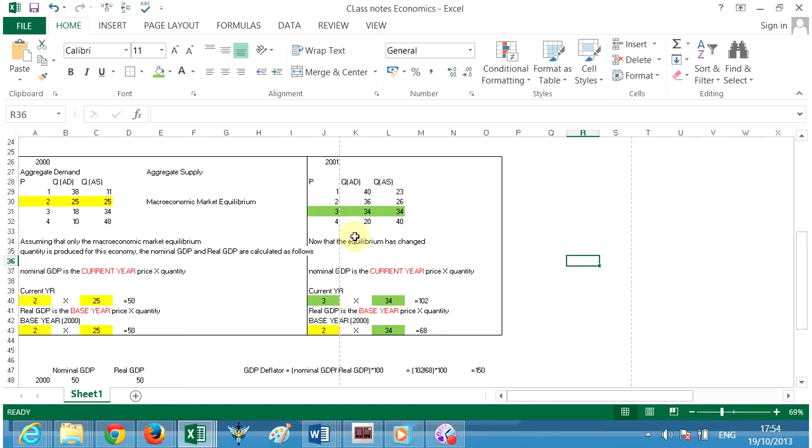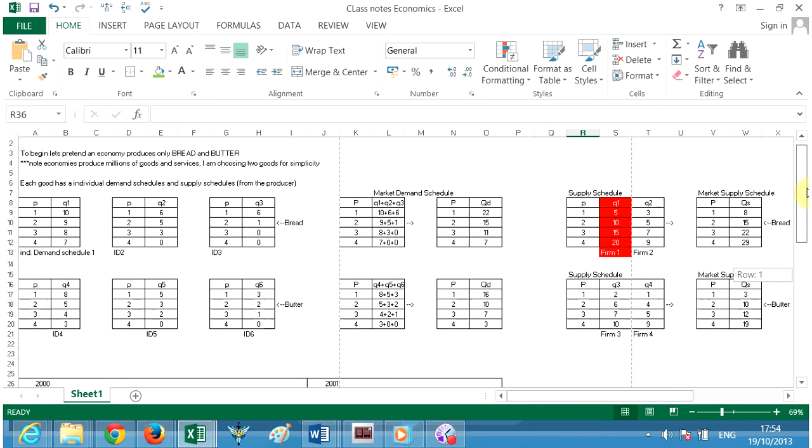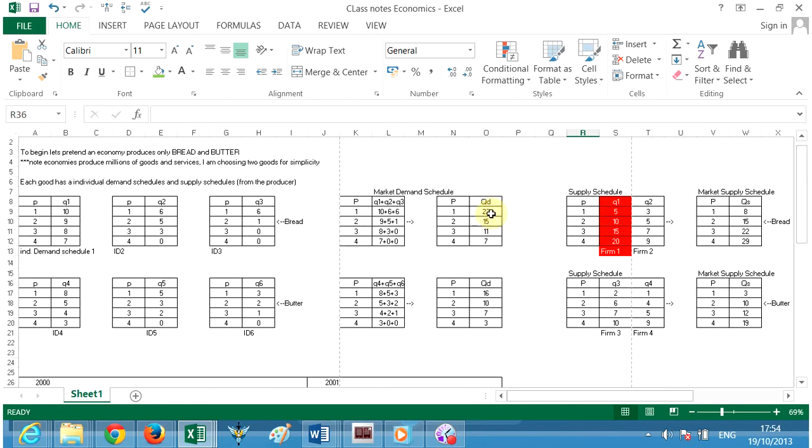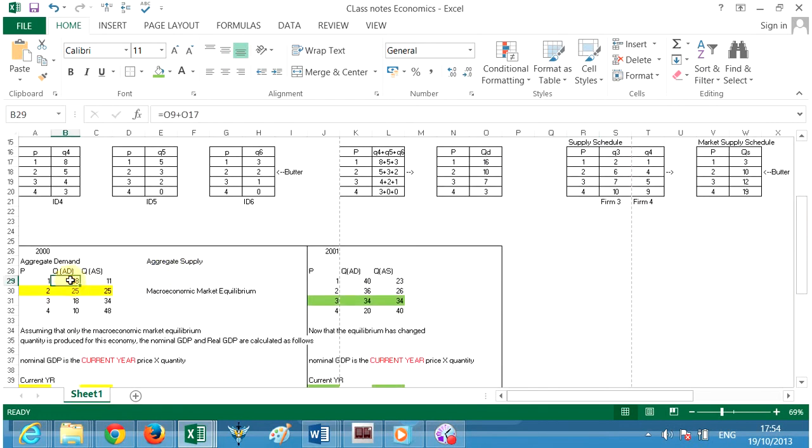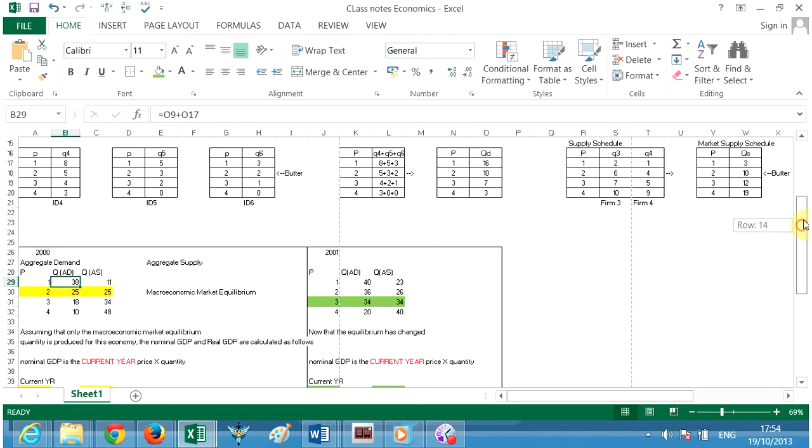So just a second here, let's go back up so you can see where I got these numbers from. Once I calculated the market demand schedule for bread and for butter, I added these together, 22 plus 16, to get the price of 1. That will give me 38. See? Let's go back up a little bit more.